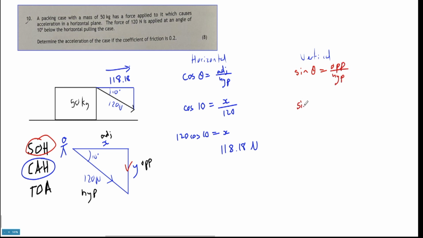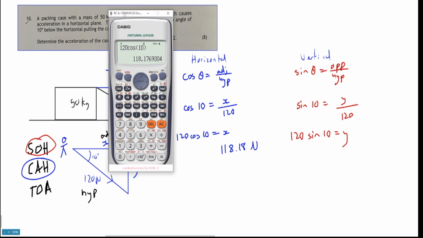As sine of 10, the opposite is going to be y. We just call it y. The hypotenuse is the 120. And then we're going to multiply up the 120. So it looks like this. Sine of 10 is equal to y. It's exactly the same formula, which is really nice. Really easy to remember.